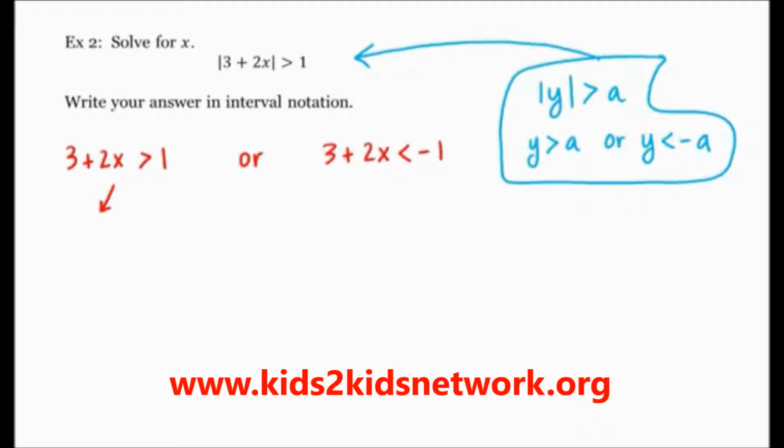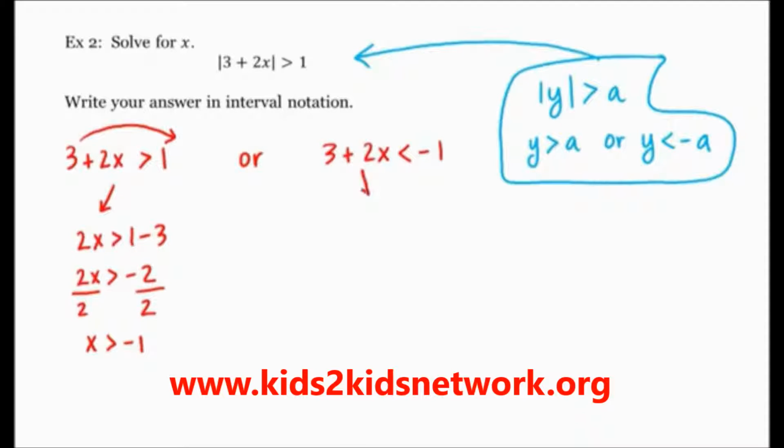So let's start with this first inequality here. We'll bring the 3 to the right or subtract 3 on both sides, which gives us 2x is greater than 1 minus 3 or 2x is greater than -2. And now dividing both sides by 2, we get x is greater than -1.